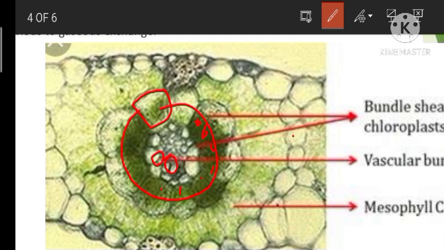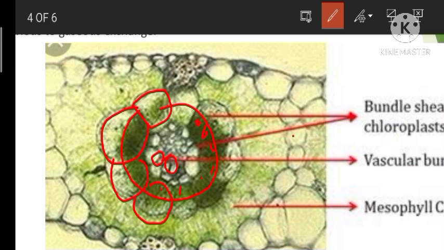The bundle sheath cells are having chloroplast in them, and the cells are surrounded by thick cell wall, and it is impervious to gaseous exchange. That is, it will not allow the gas to pass through. Okay. And the cells are arranged very close to each other without any intercellular space. So you can see there is no intercellular space between the cells. The cells are closely arranged. Okay, so these are the characteristic features which are seen in the leaf of C4 plants.